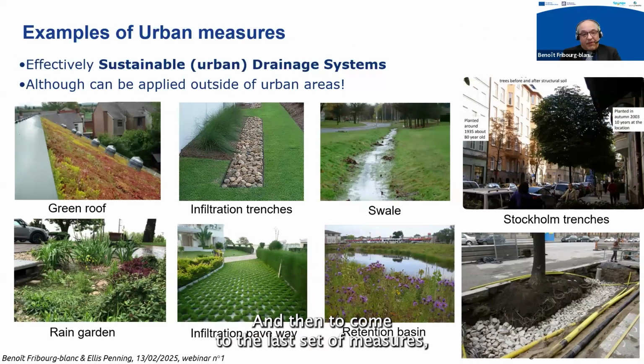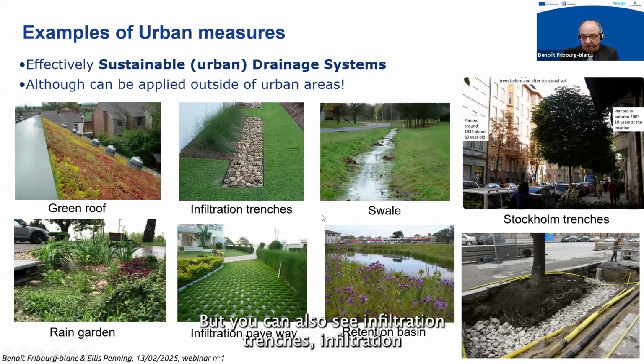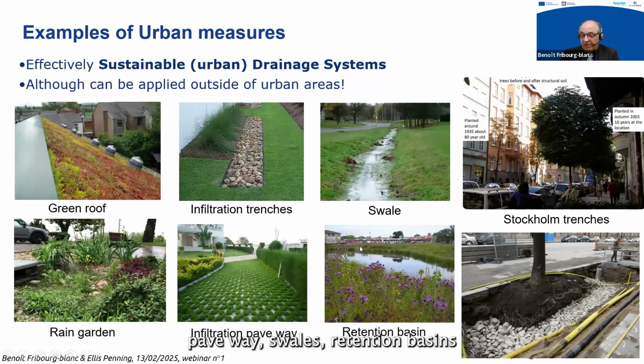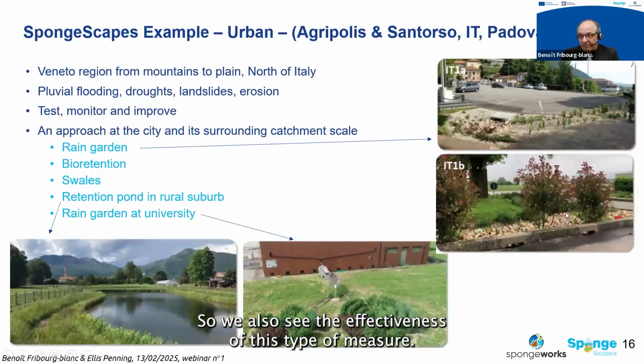And then to come to my final set of measures, the urban measures that can be used. So the ones that many of you must already know, like green roof, like rain garden, but one can see also infiltration trenches, infiltration paving ways, swales, retention basin. And here the Stockholm trenches, which were implemented some few years ago, where we see the difference in growing of the trees between an 80 years old tree and a 10 years old tree. So we see also the effectiveness of this type of measures.